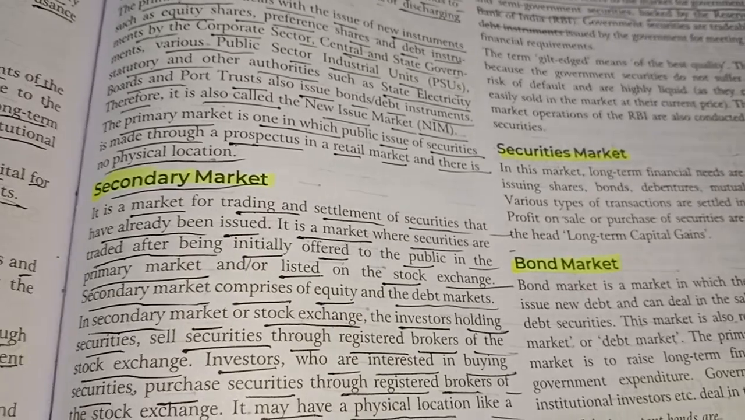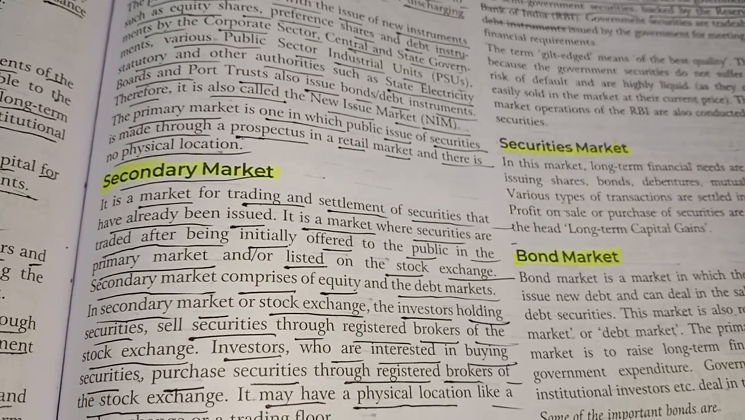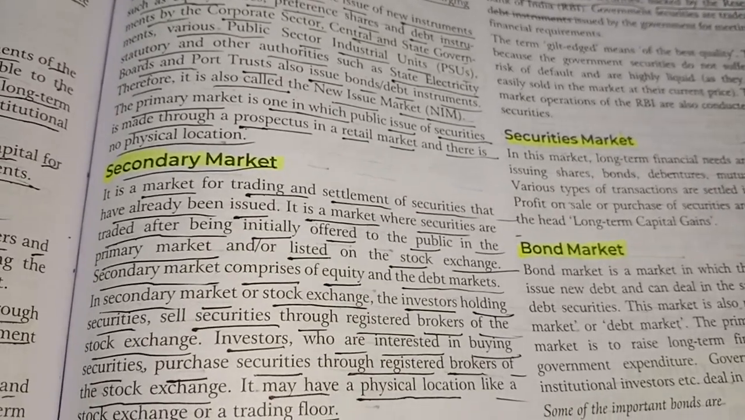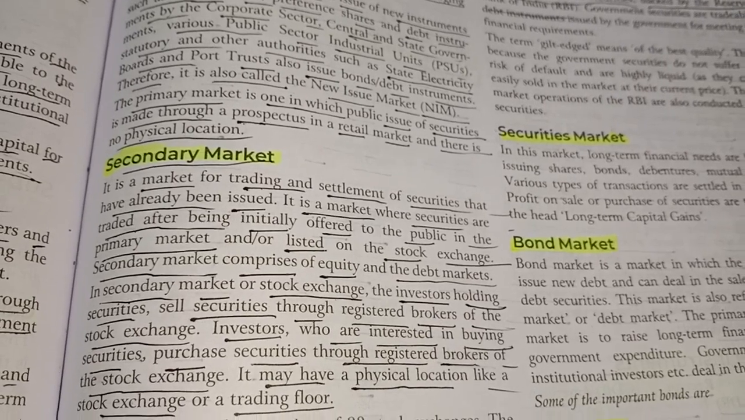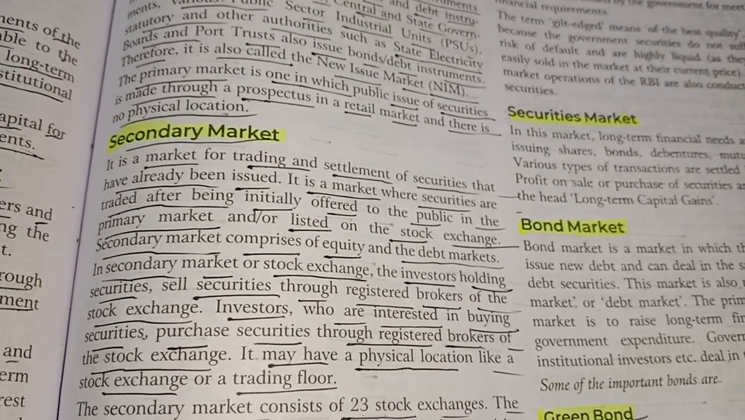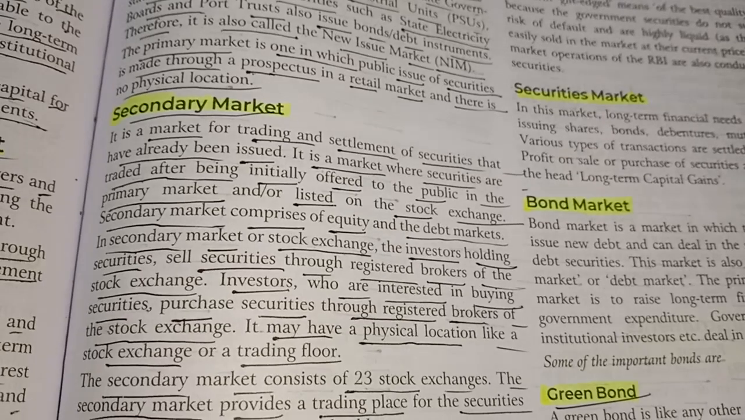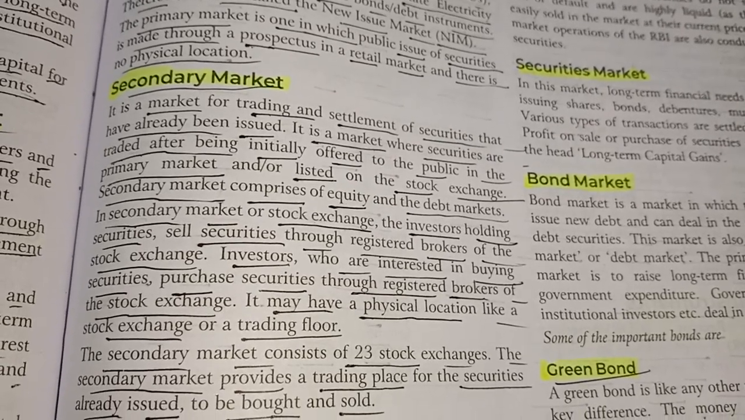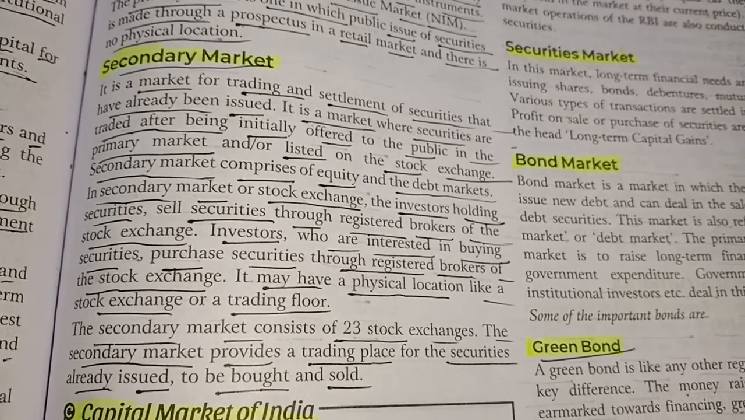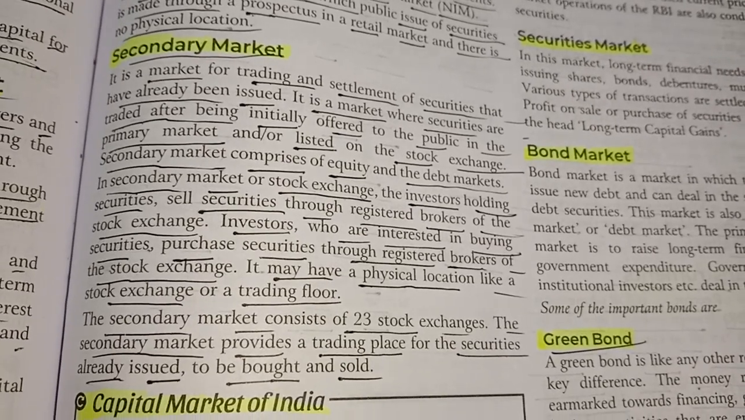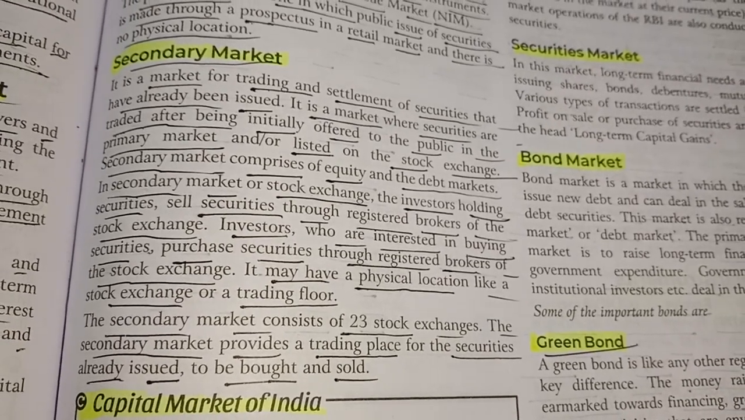Investors who are interested in buying securities purchase securities through registered brokers of the stock exchange. It may have a physical location like a stock exchange or a trading floor. The secondary market consists of 23 stock exchanges. The secondary market provides a trading place for the securities already issued to be bought and sold.